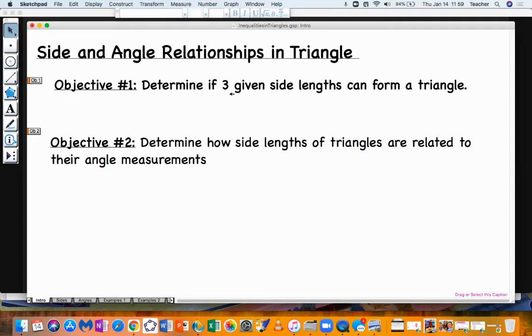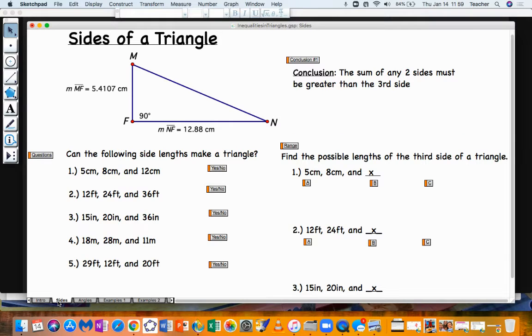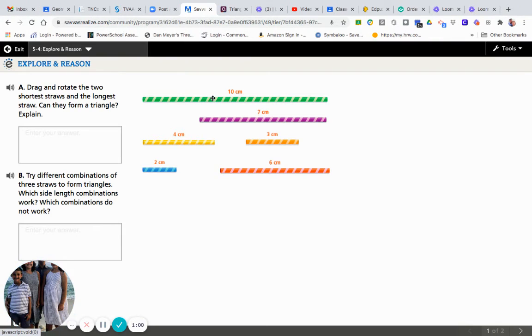Objective two, we're going to try to determine how side lengths and angle measurements are related. And if we can do those two things after this video, then we would have accomplished our goal. All right, so the first thing is how are side lengths and triangles related? Let's talk about, we have this example.